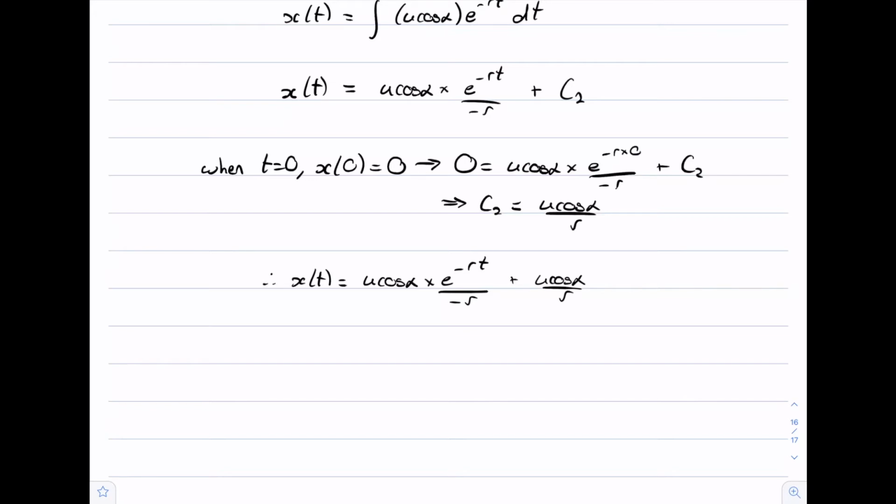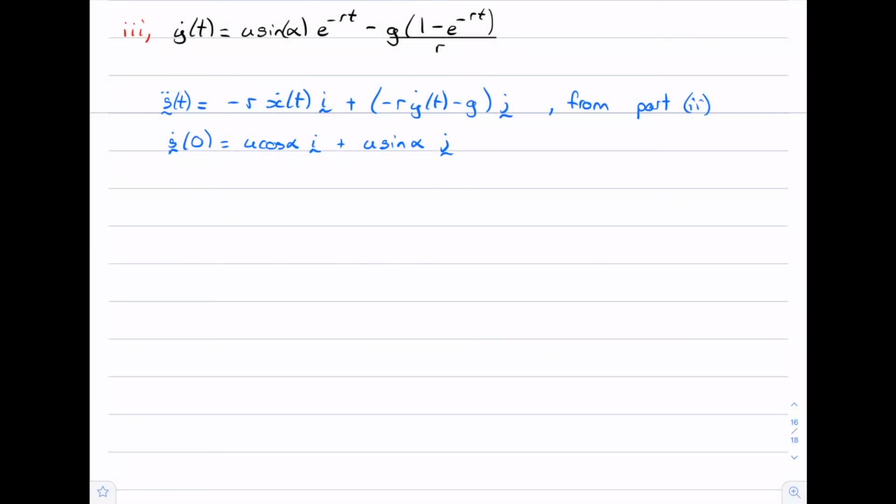This is our final answer, and this would be correct, but we can write it just a little bit more neatly than this. We can factor out u cos alpha on r, and then what we'd be left with is negative e to the negative rt plus 1. I'm just going to write that in the other way, in the opposite order. So we have 1 minus e to the minus rt. And that is the end of part 2.